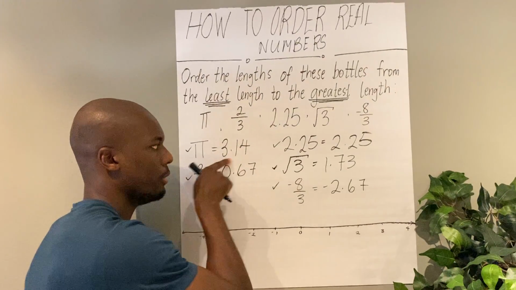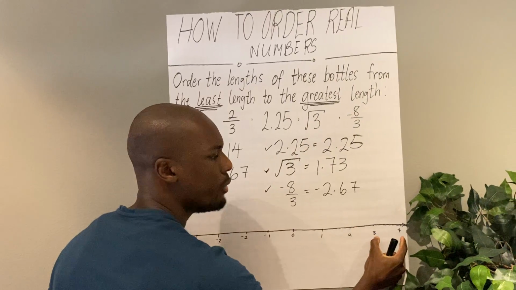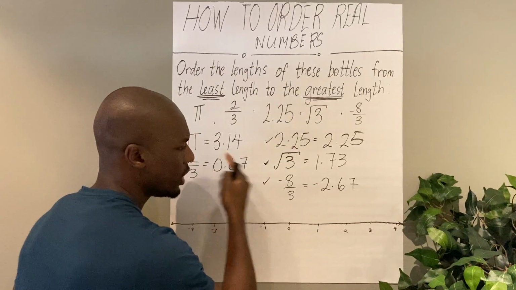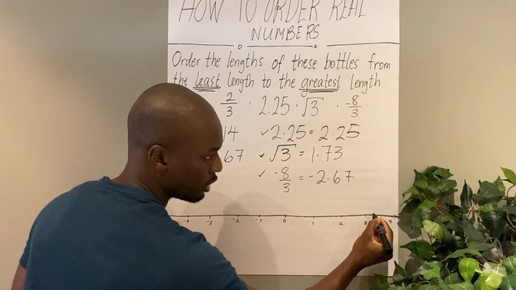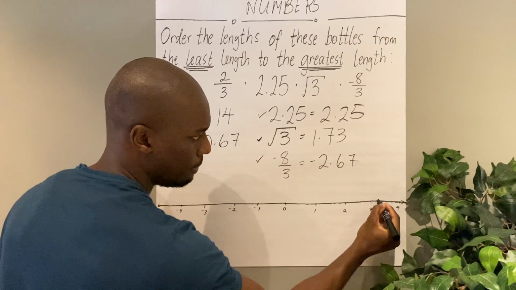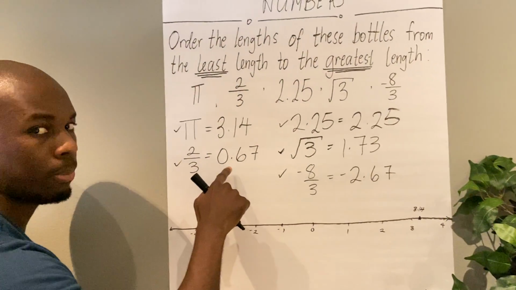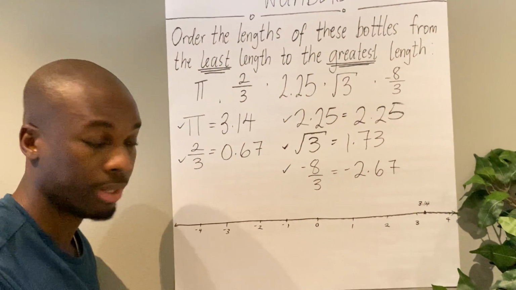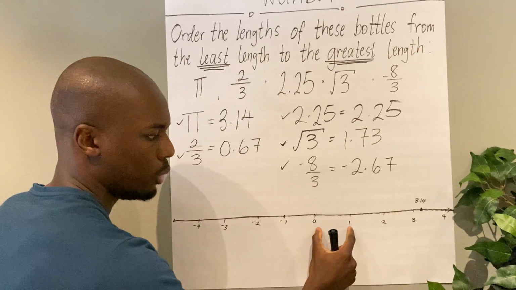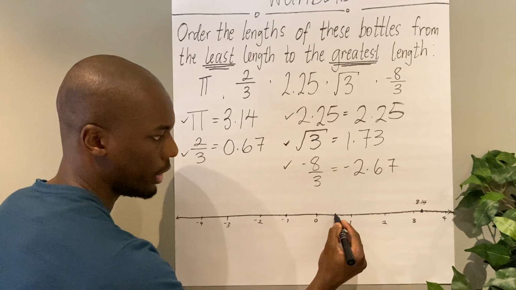This is my first number, 3.14. 3.14 is a number between 3 and 4, right? So I'm just going to locate it by putting this right here. So this is 3.14 somewhere here. I'm just going to write this here. My second number is 0.67, right? It's a number between 0 and 1, right? 0 and 1 is here. So 0.67 would be, let's say, somewhere here.